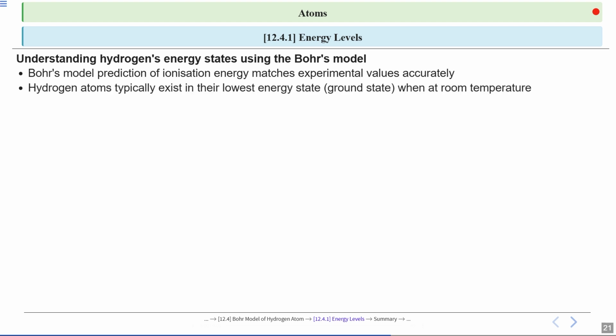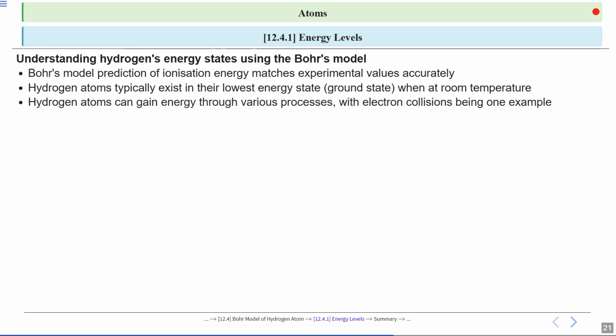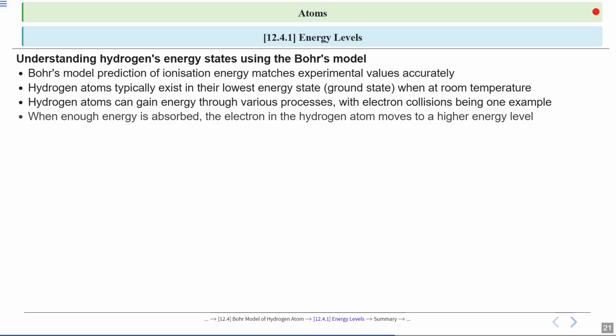Now let's consider what happens at room temperature. Most hydrogen atoms are found in their lowest possible energy state, which we call the ground state. This means the electron is as close to the nucleus as it can be, and the atom is stable. But a hydrogen atom can gain energy in different ways. One common way is through collisions with other electrons. When this happens, the atom absorbs energy, which can change the electron's behavior.